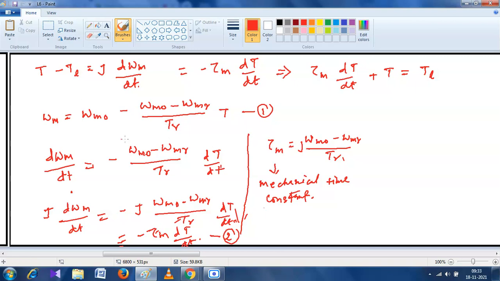And after that, we rearrange this equation like dT by dt plus 1 by tau m T is equal to TL, and the equation is like y dash plus ay is equal to b. This is like that.